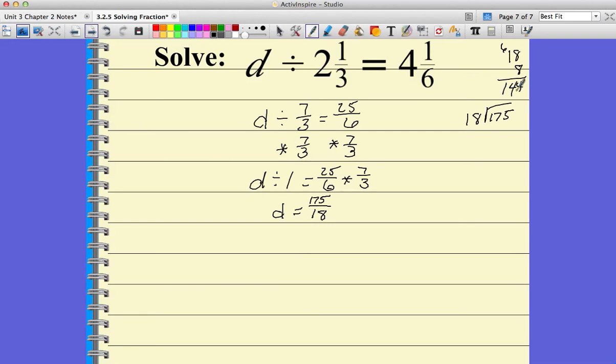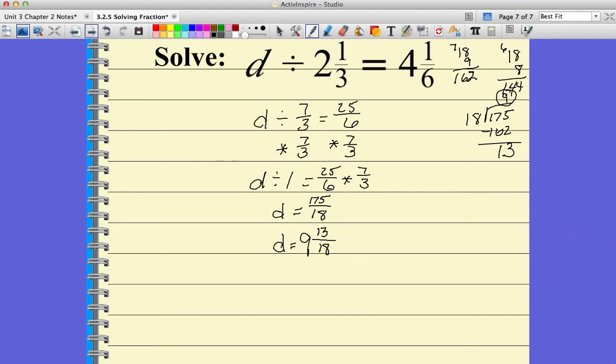Okay, so maybe, can I do 9? Probably. So 18 times 9 is 72. Carry the 7. 1 times 9 is 9, plus 7 is 16. So I can use 9. I subtract, and I end up getting 13. So I know that d is equal to 9, because that's my whole number, with 13 left over, 18ths.